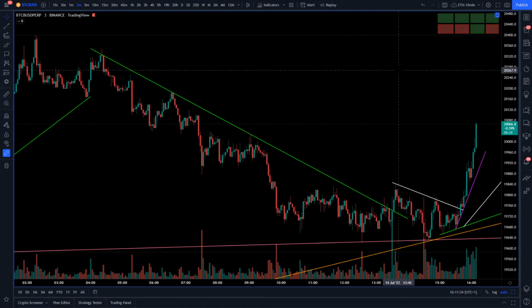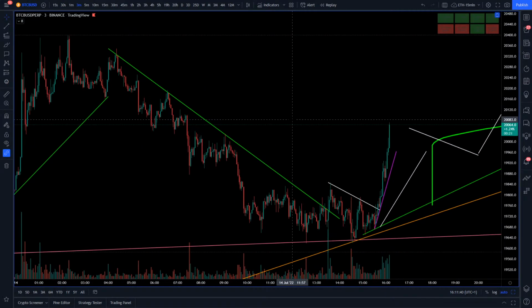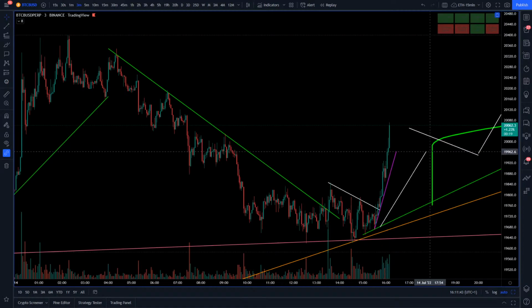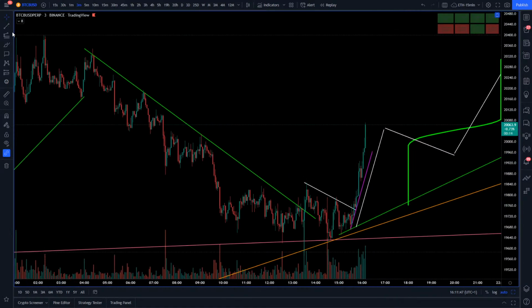So that's all for what I have to say today. That's all for the target for the market today. We are looking for a retracement.